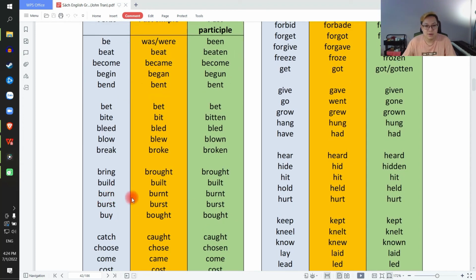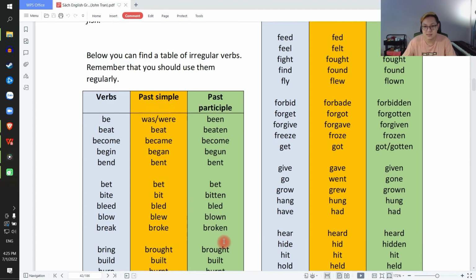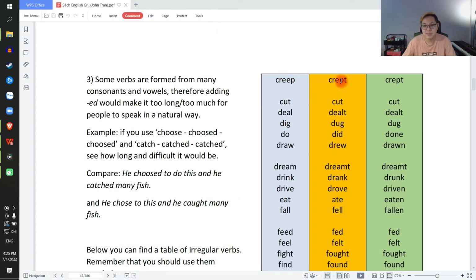Bring, brought, brought. Build, built, built. Burn, burnt, burnt. Burst, burst. Buy, bought, bought. Catch, caught, caught. Choose, chose, chosen. Come, came, come. Cost, cost. Creep, crept.